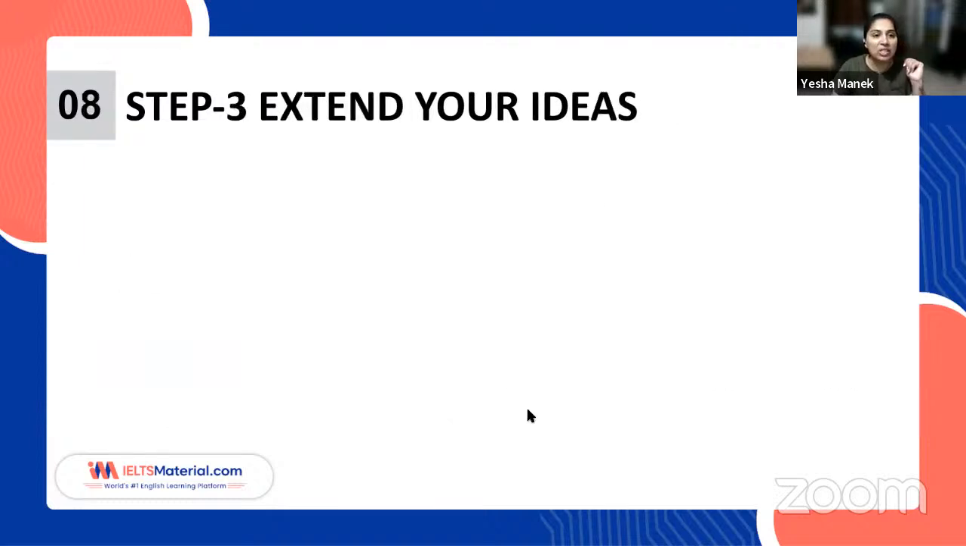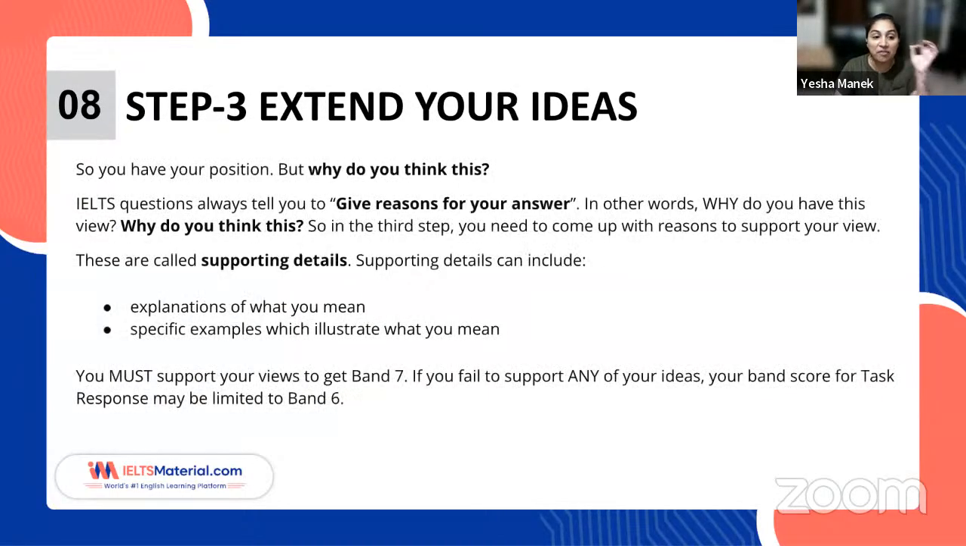Okay. Next, coming to step 3, extend your ideas. You should always put your ideas very correctly. So what are the 2 things that you should do when you want to extend your ideas? Explanations of what you mean. That is called supporting details. Explain what you actually mean. So what is your position? What is your side, or what is your reason for supporting this particular main idea? And how you are going to justify that reason by giving specific examples.